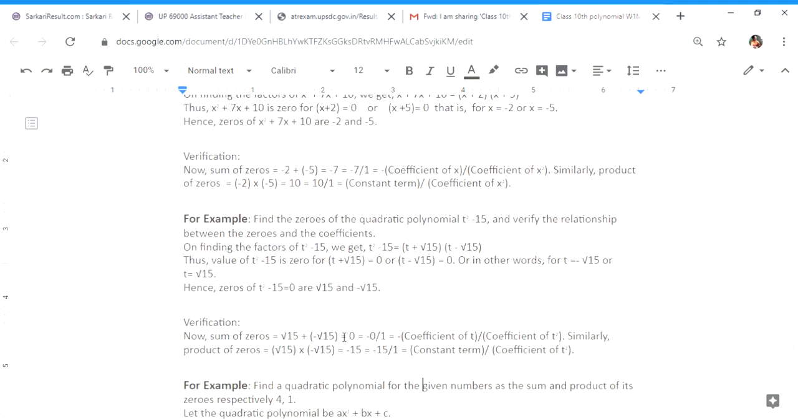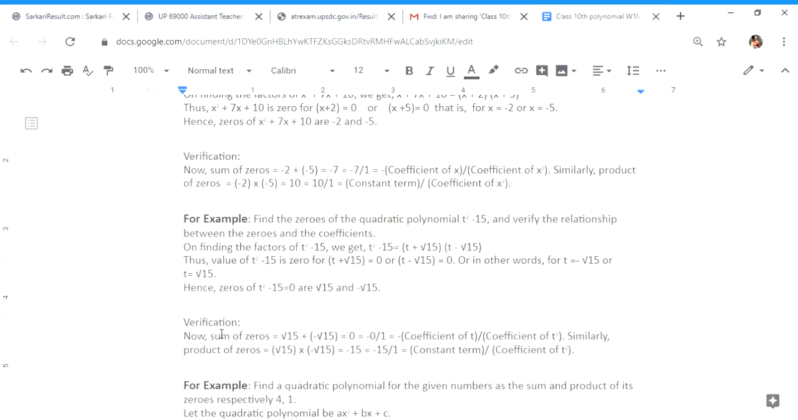Similarly, in another example, we have to find zeros of this quadratic polynomial t square minus 15. We get its factors t plus root 15 multiplied by t minus root 15. On equating t plus root 15 equal to 0, we get t equal to minus root 15, and on equating t minus root 15 equal to 0, we get t equal to plus root 15. So we get two zeros, minus root 15 and plus root 15.